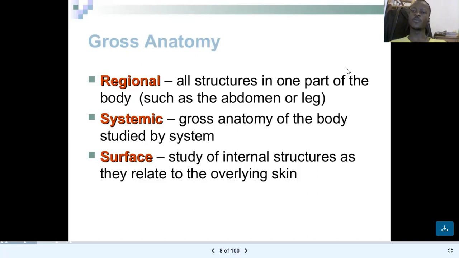You can talk of the surface anatomy and the borders of the lung. You can demarcate those. Same applies with the borders of the heart. So that then becomes surface anatomy. You are studying internal structures as how they relate to the overlying skin. Because remember, as a physician or practicing physio, OT, or whatsoever, it's not always that you're going to cut up someone. Sometimes you need to palpate, sometimes you need to percuss and stuff like that, right?